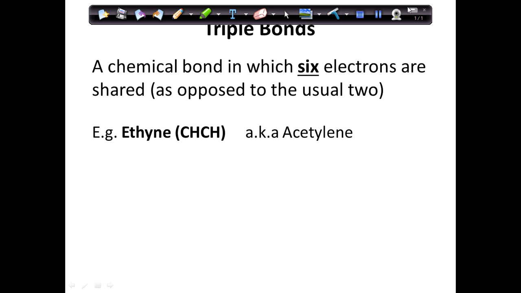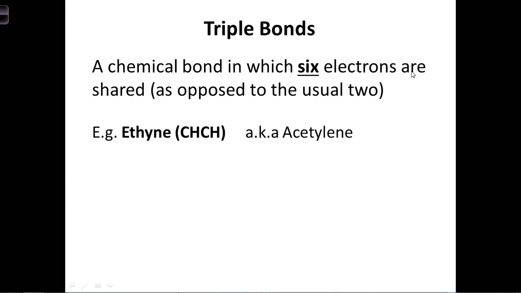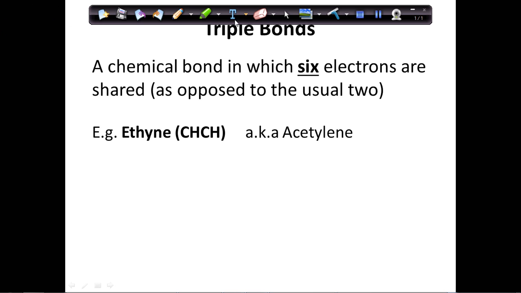Alright, triple bonds, so getting even more complicated. Triple bond, again, it's if that's still not enough to get a full outer shell, just share even more. So a triple bond is a chemical bond in which 6 electrons are shared as opposed to the usual 2. So the example here is ethine, which actually goes by another name, acetylene. You may have heard of an oxyacetylene blowtorch. So acetylene, often used as a fuel there, produces very high temperatures when burnt. So anyway, if we want to draw this, C2H2, let's start with the carbons.